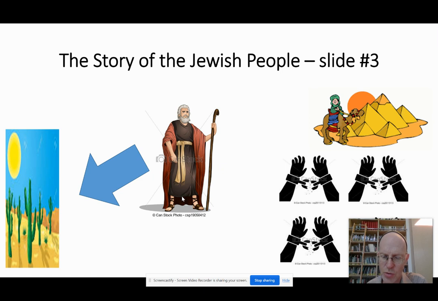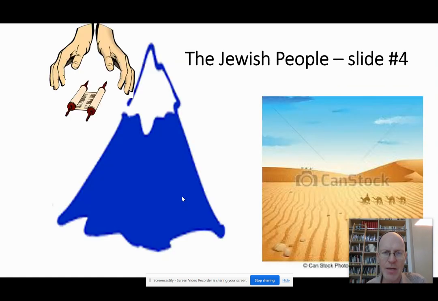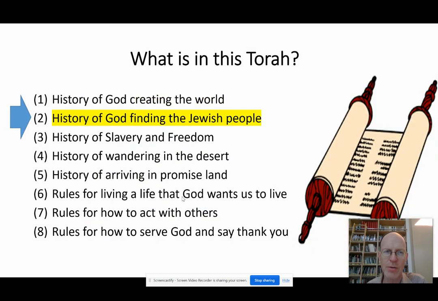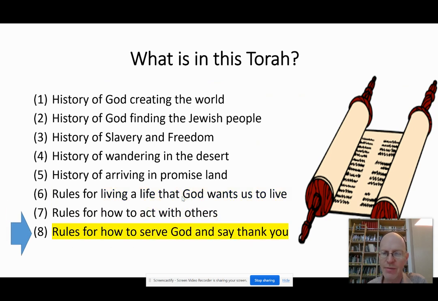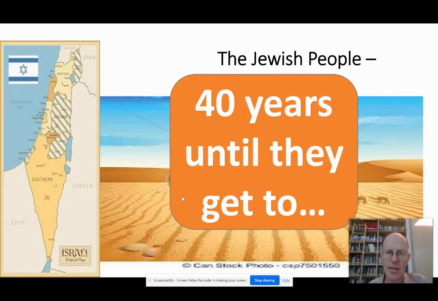So you've got all these Israelite people, Jewish people, coming out of Egypt at the same time, and then 3 months later they get the Torah from Mount Sinai. In that Torah we have a history of what happened before, and then we also have rules for living a life that God wants us to live, rules for how to act, and rules for how to say thank you. Then, of course, they travel for 40 more years until they get to Israel.